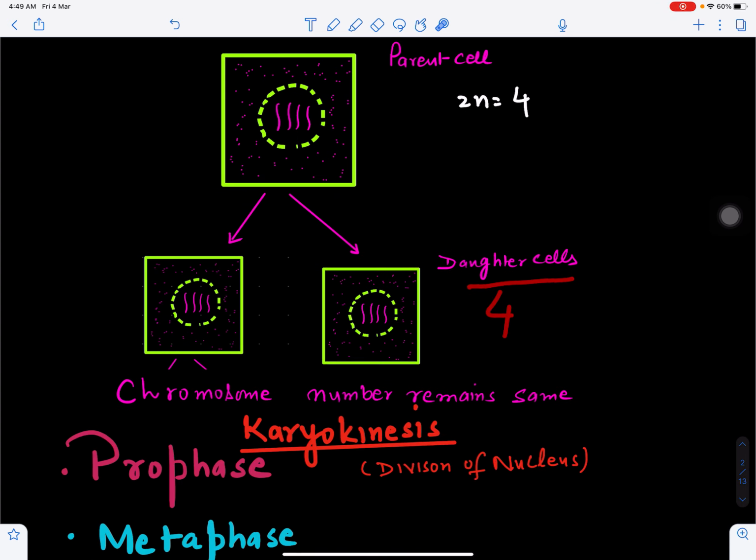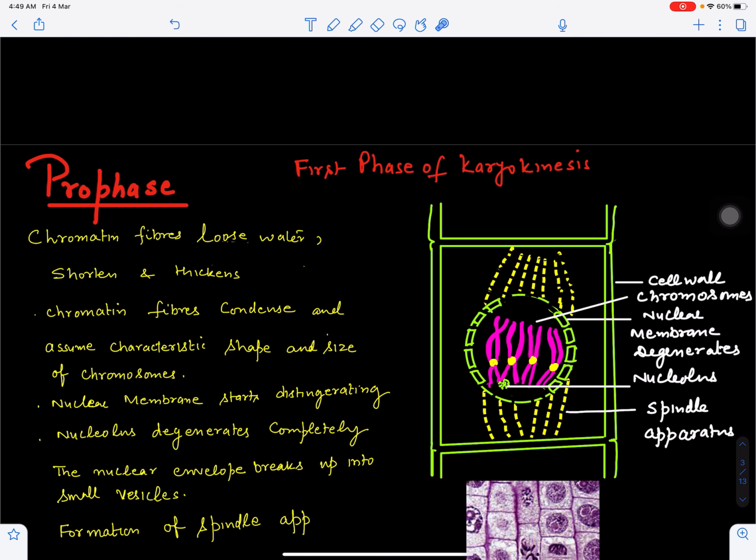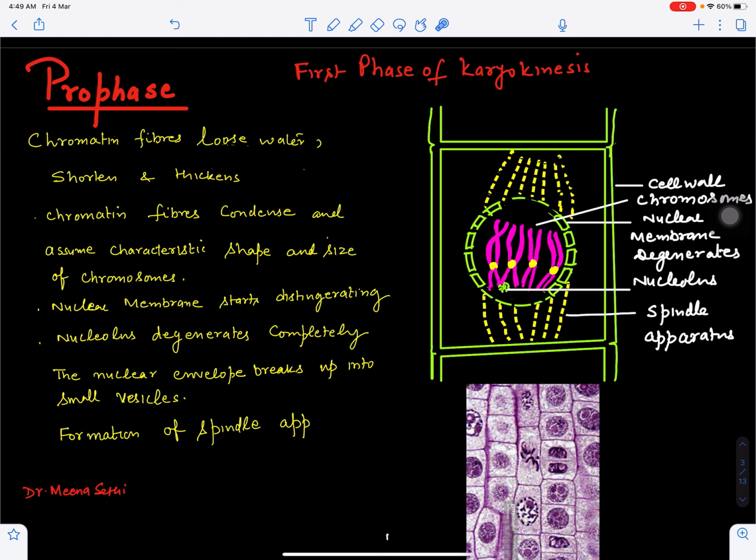Now this division of the nucleus takes place in various phases. The first phase is prophase, the second is metaphase, the third is anaphase, and the fourth is telophase. First we'll discuss the first phase of karyokinesis, prophase. What changes occur during prophase?